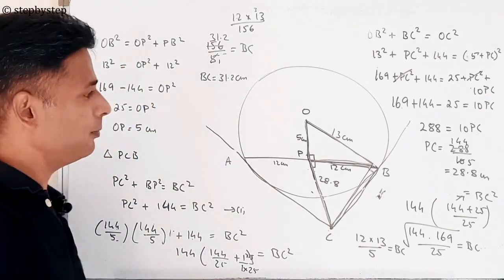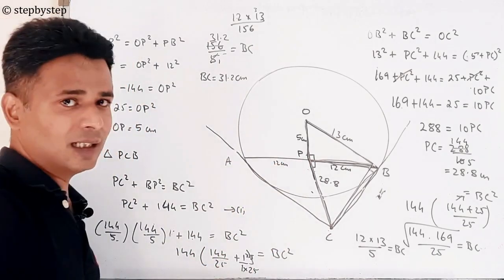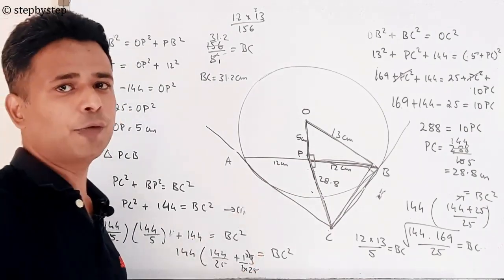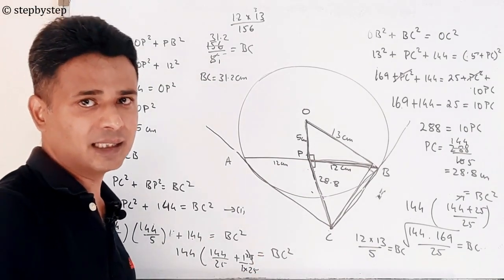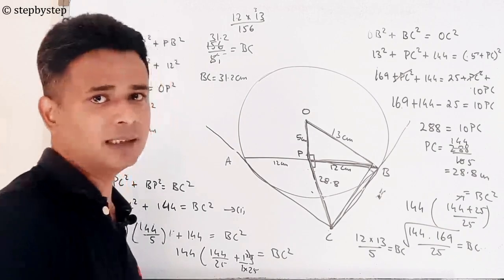A little complicated problem, but see, in circles, whenever you have problems like this, try to find as many right angle triangles as possible and use Pythagoras theorem.